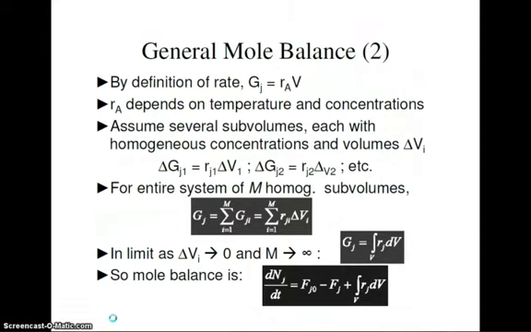By definition of rate, the rate of generation should be given by the rate of production of A times the volume. And the rate of reaction should depend on temperature and concentration. We're very familiar with this by now because we've talked about kinetics in great detail. And in more general terms, we can assume that our reactor is made up of several homogeneous volumes, which I might call delta V sub i. So i here is just an index that represents any number of control volumes.